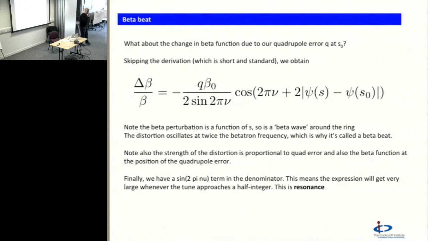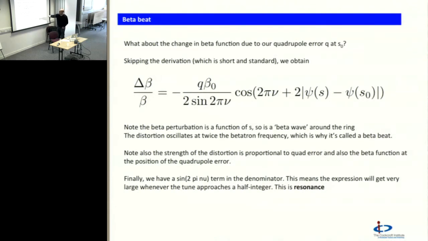So that was: a quadrupole comes in, you change the tune. You also change the beta function, because that also depends on the quadrupole distribution. What happens to the beta functions around my ring if I have a quadrupole error? I'll skip the derivation. It's short, standard in any accelerator physics textbook. The change in the beta function around the ring because of a quadrupole error is something called the beta beat. It's the beating of the beta function away from its nominal value around the ring. A good quiz is why it's called beta beating. Okay, I've told you on the slide.